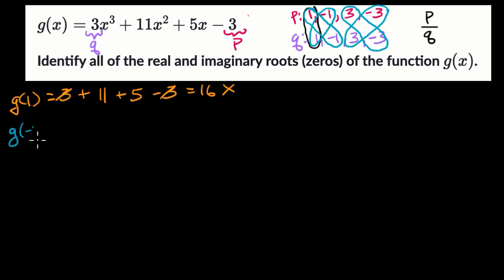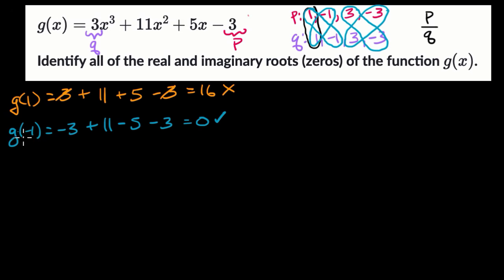So g of negative 1 is going to be equal to 3 times negative 1 to the third power, which is negative 1. So this is going to be negative 3 plus negative 1 squared, which is 1 still. So this is still going to be a positive 11. And then plus 5 times negative 1, which is negative 5. And then we have minus 3. So let's see what happens here. We end up with negative 3 plus 11 is 8. Minus 5 is 3. Minus 3 is equal to 0. So we have found one of our roots. Negative 1, x equals negative 1 is one of our roots.